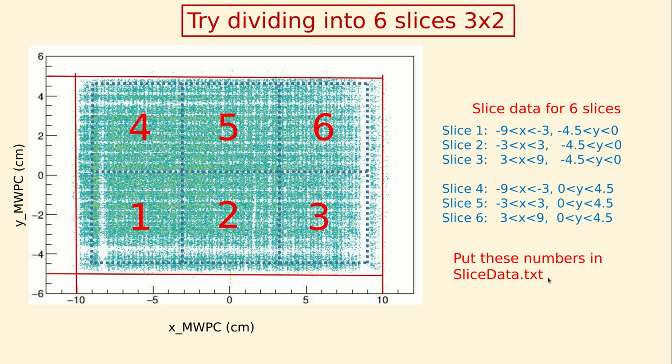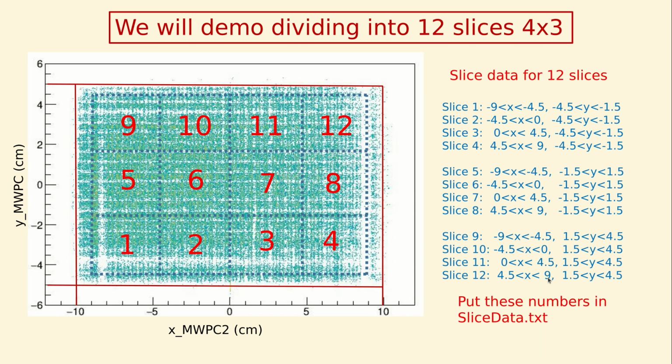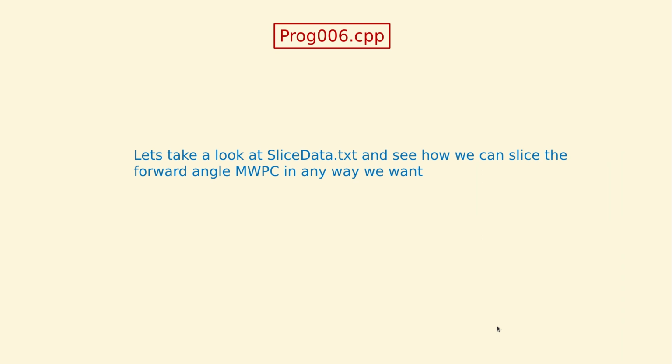When I prepare my slice data.txt, I'm going to make 12 slices like this. The 12 slices will be as numbered here, and these are the x and y limits for these 12 slices, and these are the numbers which you will have to put inside slice data.txt, which we shall see.